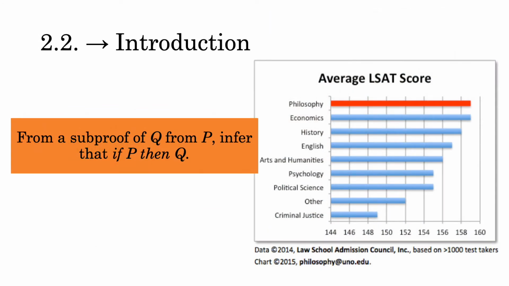Now let's look at arrow introduction. As we'll see, this is just conditional proof. Thus, the rule is from a subproof of Q, from P, infer that if P then Q. And our example of this before was basically showing how if you majored in philosophy, you'd be likelier to rock on the LSAT. Let's walk through that example.